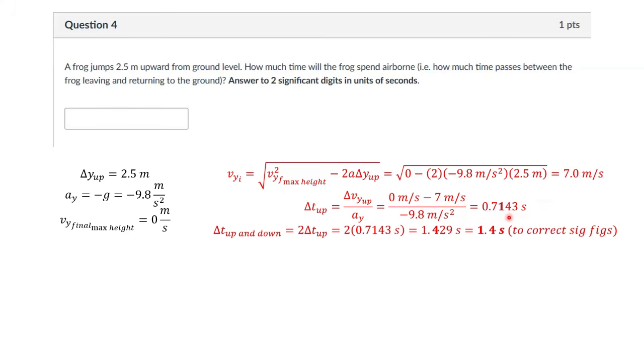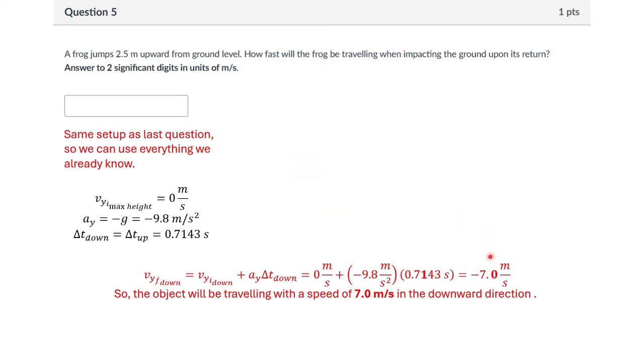They asked us for how long it took for the frog to jump up and come back down. If you leave from and return to the same height in free fall, you will spend half of your time going up and half of your time going down. So the total time is just twice this number. All of our inputs had two significant figures, so our output should have two significant figures, and that would be 1.4 seconds.